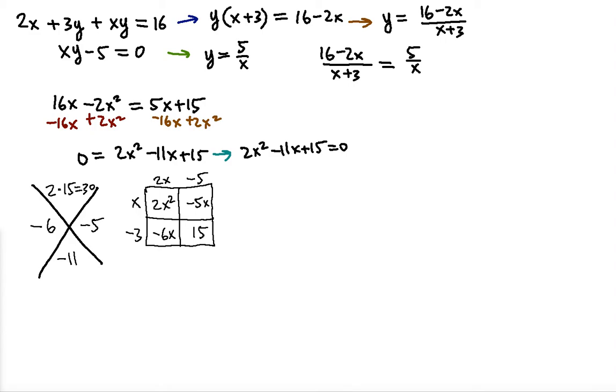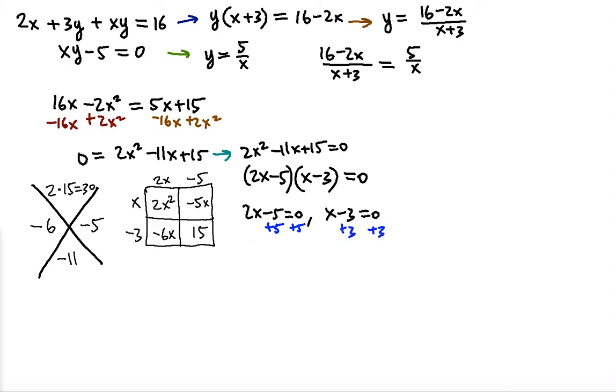So going back to larger font. 2x minus 5 is the first factor, and then x minus 3 is the second factor, and that's equal to 0. So now the first factor is equal to 0, or the second factor is equal to 0. So that gives us, adding 5 on both sides, okay, adding 3 on both sides, 2x is equal to 5, x is equal to 3. So here dividing by 2 gives us 5 over 2.